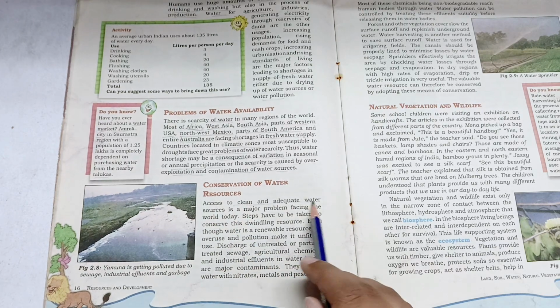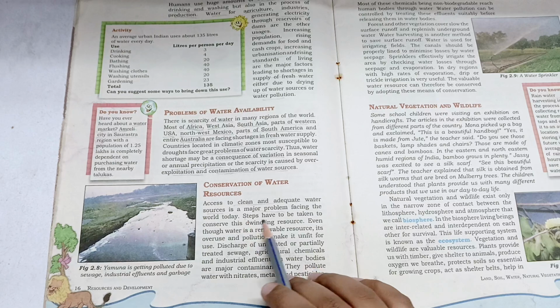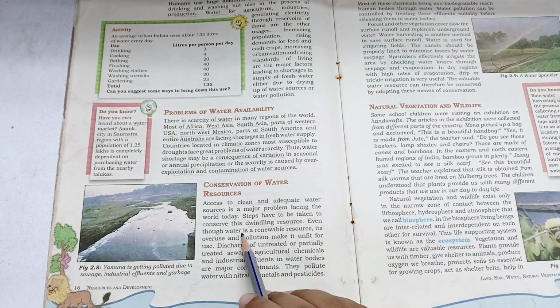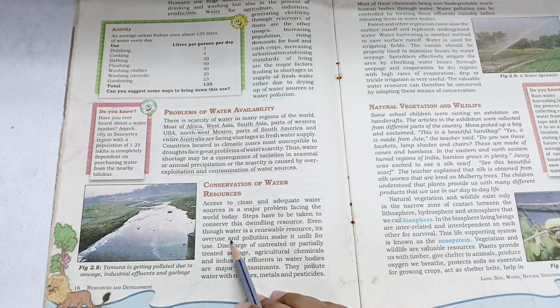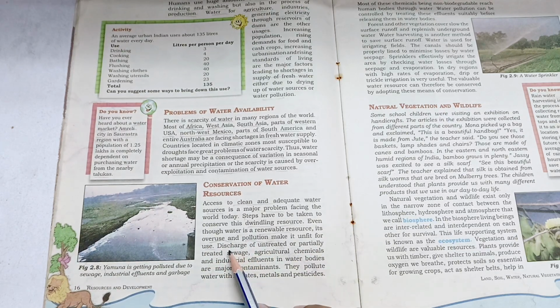Conservation of water resources. Access to clean and adequate water sources is a major problem facing the world today. Steps have to be taken to conserve this dwindling resource. Even though water is a renewable resource, its overuse and pollution make it unfit for use.